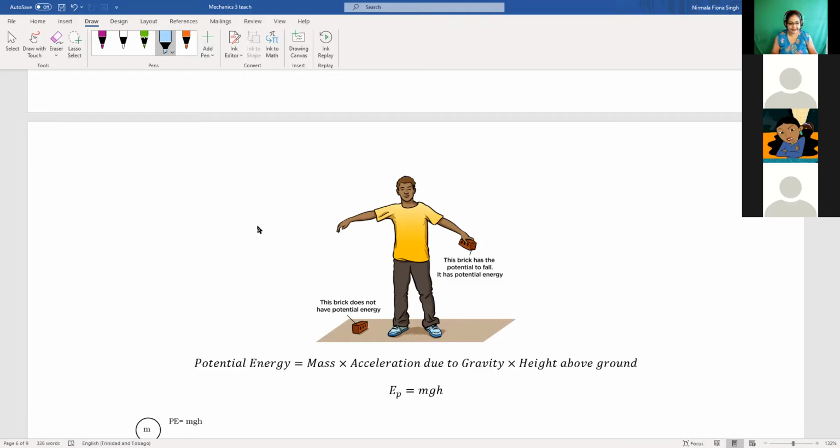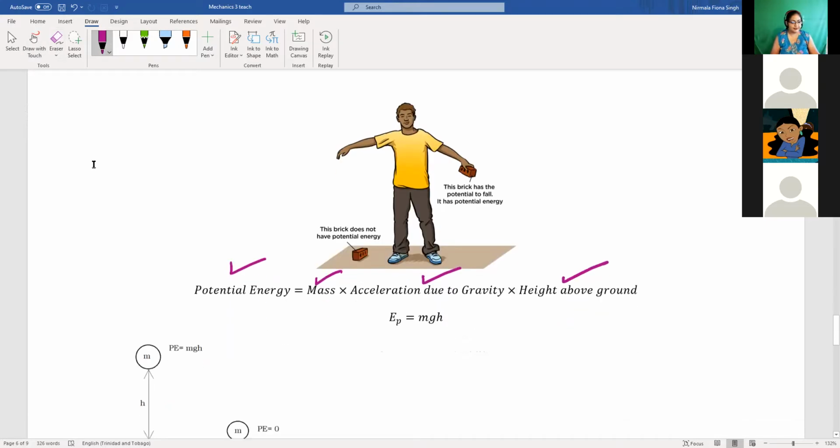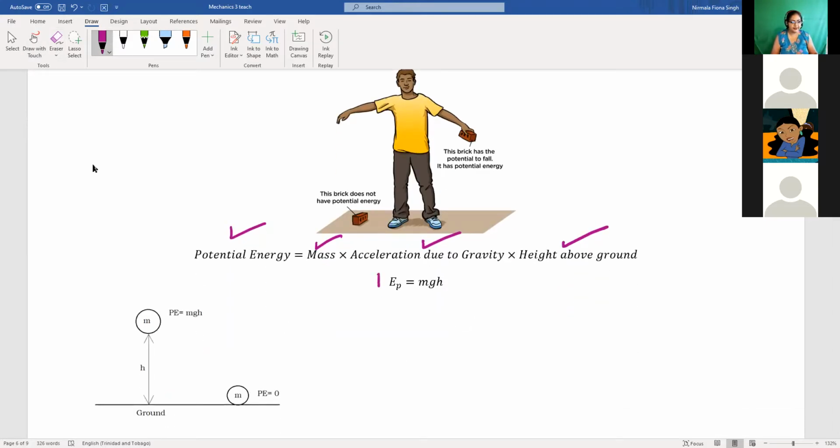So how do we calculate potential energy? Very, very simply. Potential energy is the mass multiplied by the acceleration due to gravity multiplied by the height above the ground. So our equation is EP equals mgh. And at your level, what is the value of g again? Okay, 10. So look how easy.